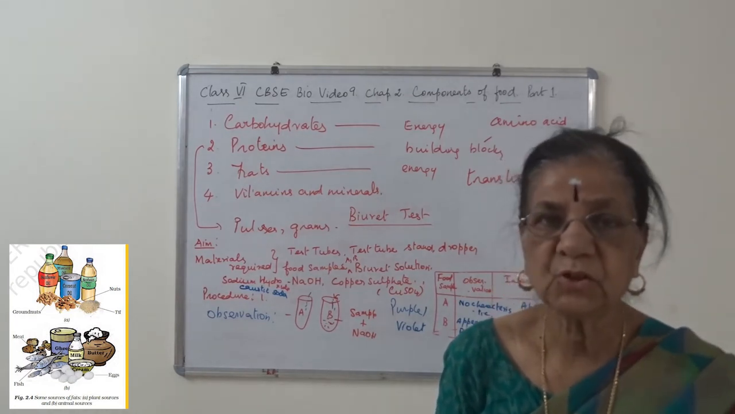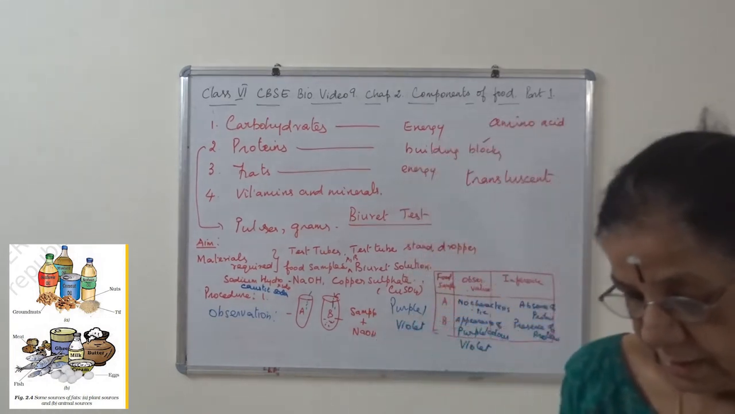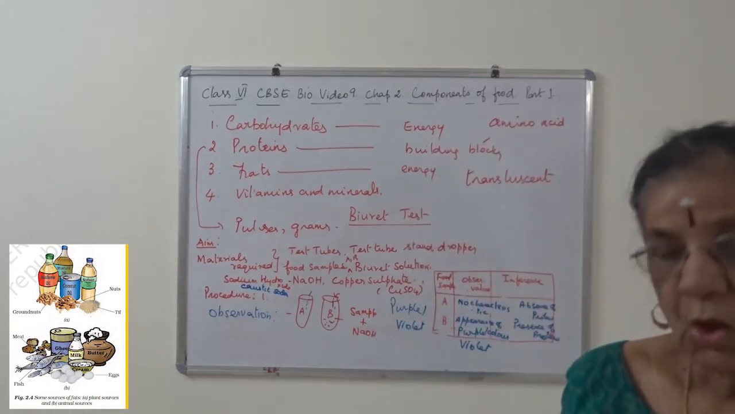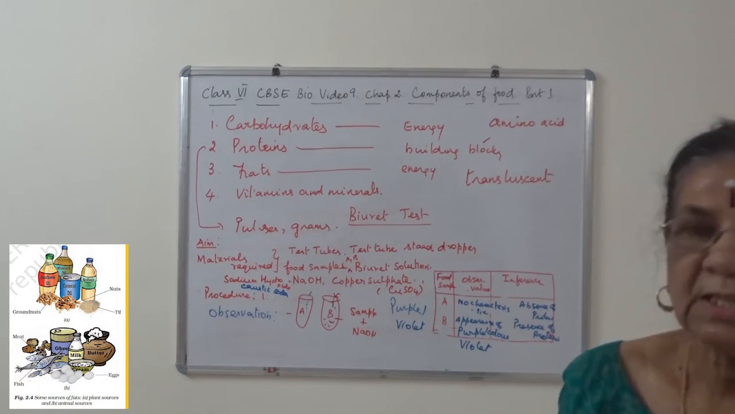So this is the importance and functions of carbohydrates, fats and protein. Whereas plant sources of protein are all the gram varieties.